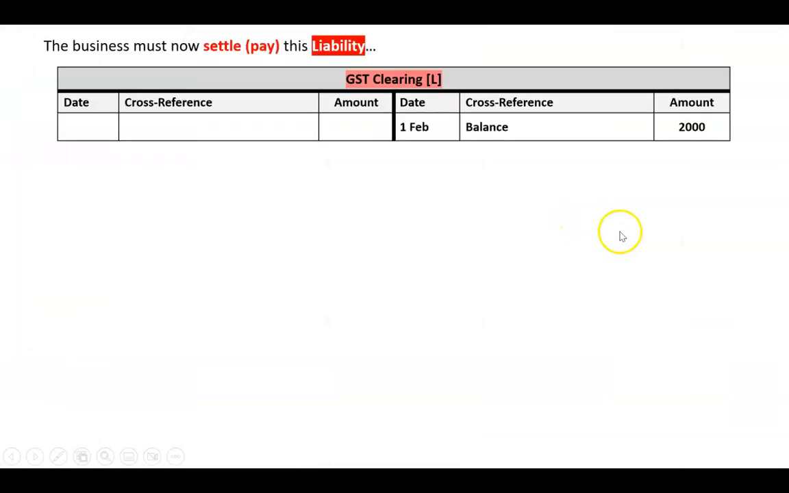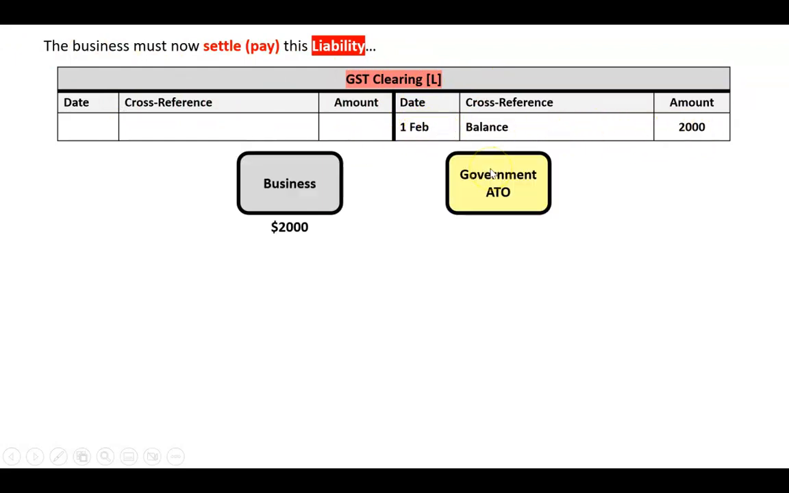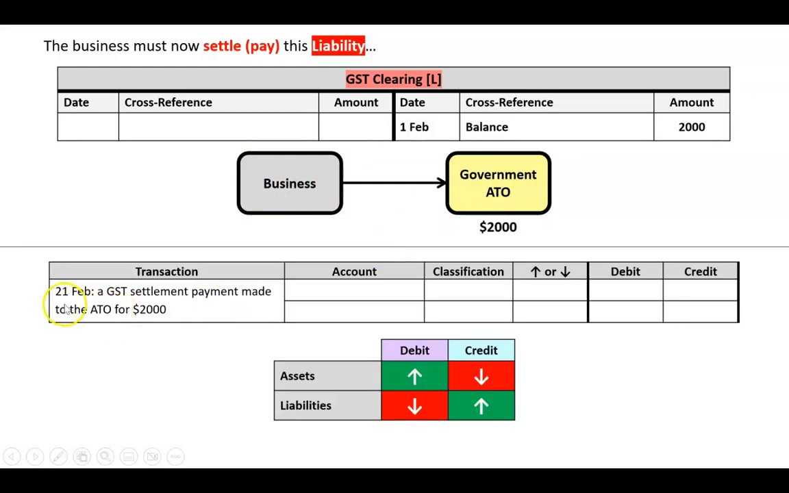So the point now is, well, we're going to have to pay that. So here we've got our GST clearing liability. We just sort of got rid of the January transactions because we balanced it into February, and we're going to have to pay that, just like we would any other liability. So what that means is here's our business. Here's the government or the ATO. We're going to have to give them $2,000. So let's say that happens on the 21st of February. On the 21st, a GST settlement payment is made to the ATO for $2,000.